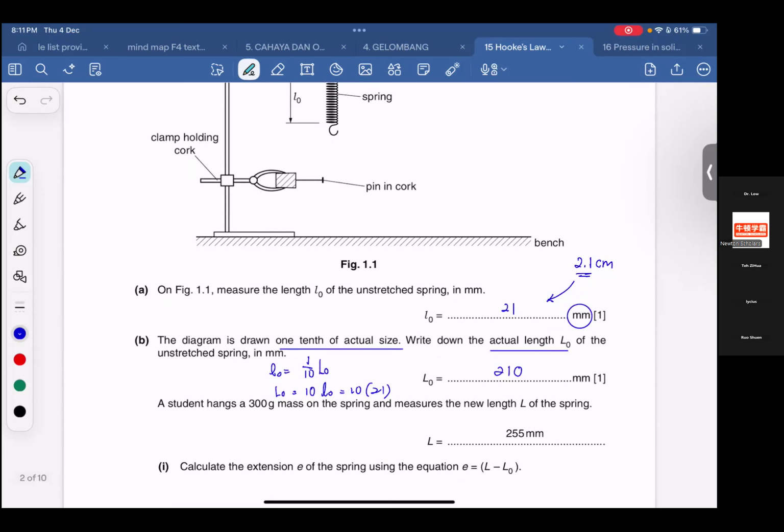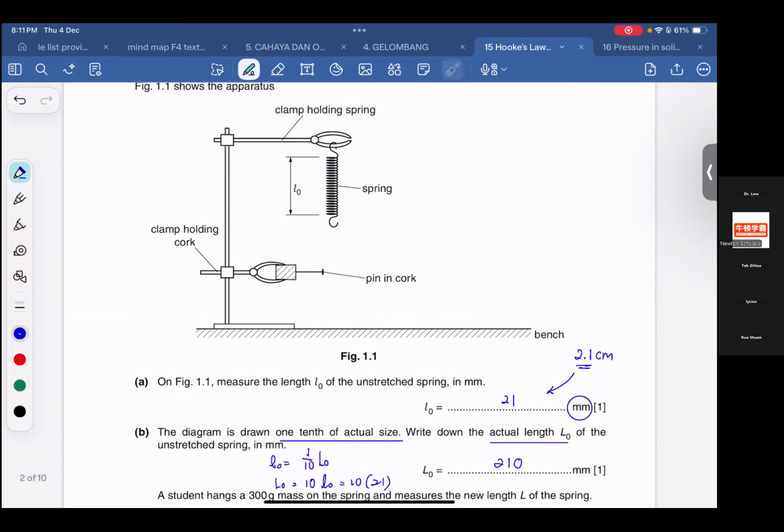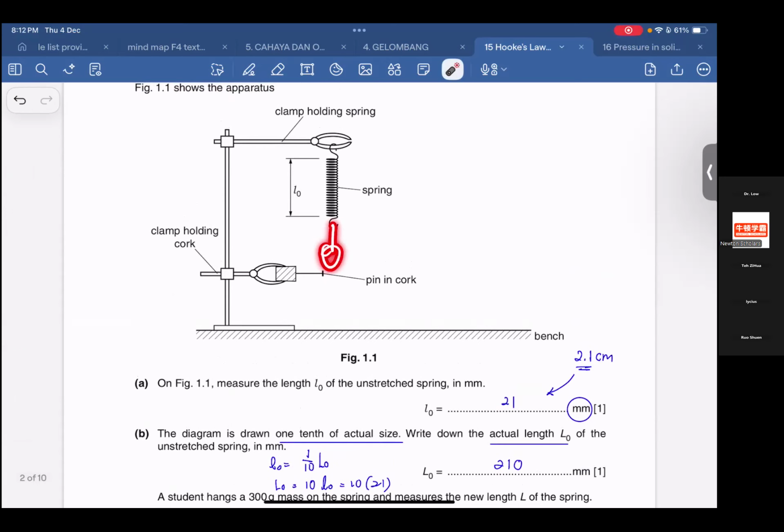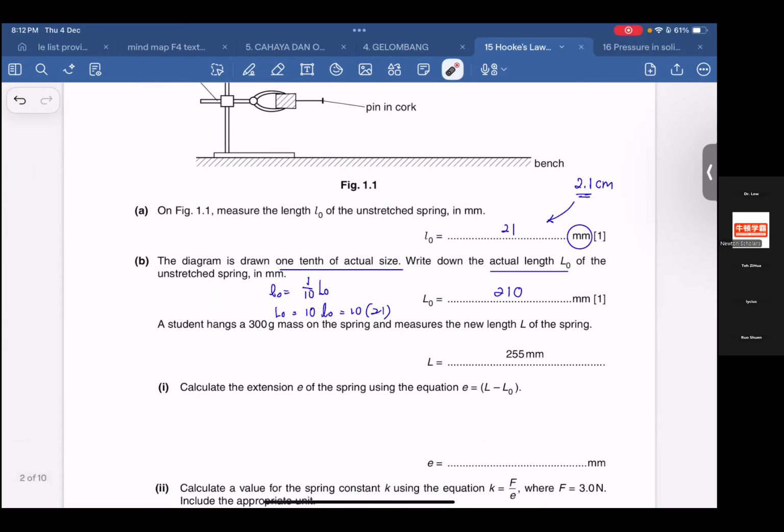Okay, then next. The student hangs 300 gram of mass and then we get a new length. When we hang something, the spring will extend. It extends to 255 mm. So calculate the extension by using this formula.